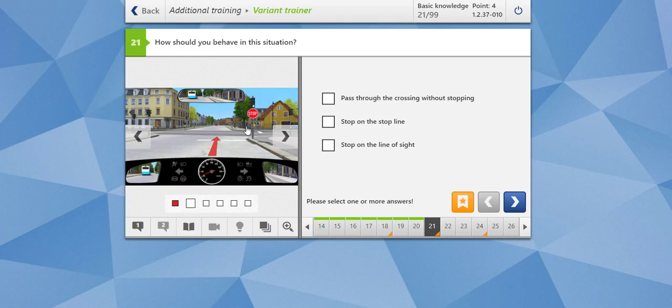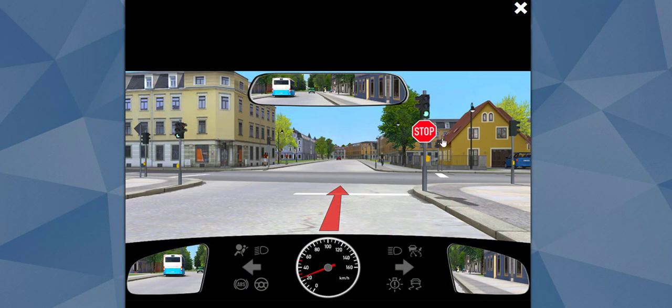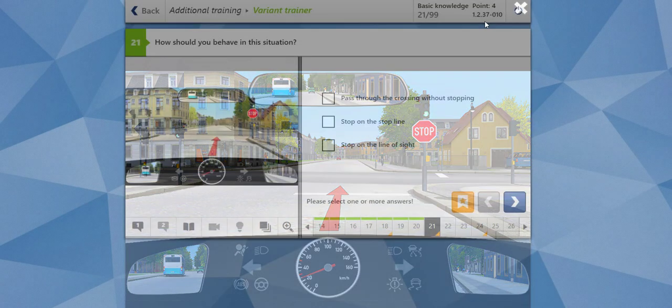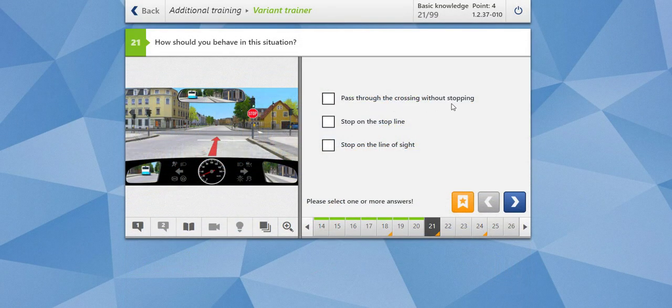How should you behave in this situation? So what we are seeing here, there is a stop traffic sign, but there is also a traffic light which is showing green, which means we are allowed to pass. Let's have a look. Pass through the crossing without stopping. Stop on the stop line.